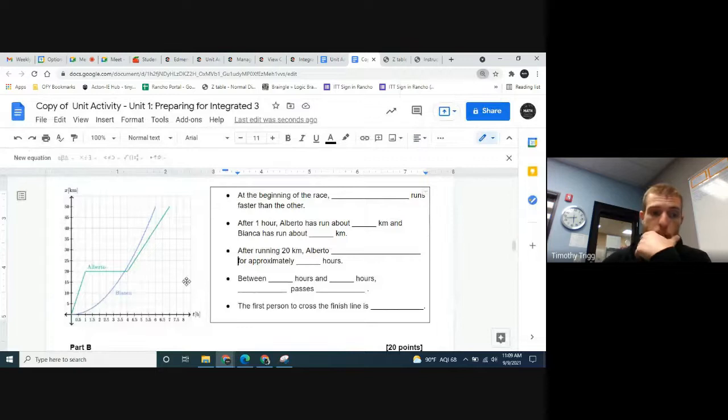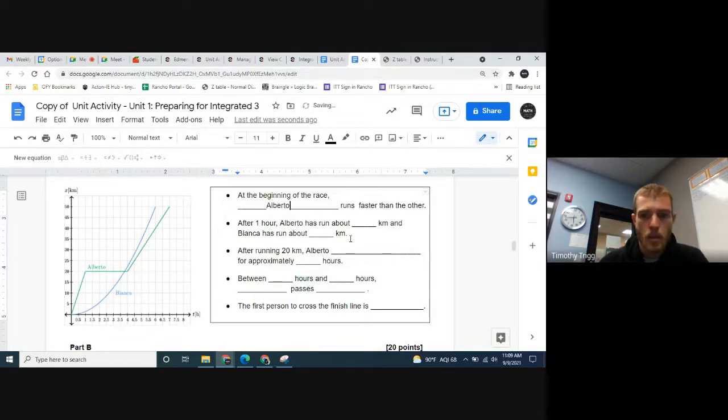But if I'm looking at this graph, I could see that at the beginning of the race, blank runs faster than the other. So who runs faster at the beginning of the race? Who goes out to an early lead? Well, hopefully you can see that the distance Alberto is covering in the beginning is much more than Bianca. So we're going to put Alberto here. Alberto runs faster than Bianca in the beginning. And also to clear this up, you can erase some of this line here by using backspace or delete, and that makes it look a little nicer.